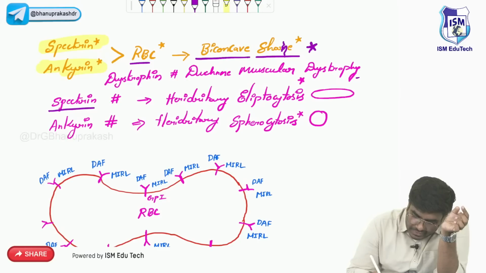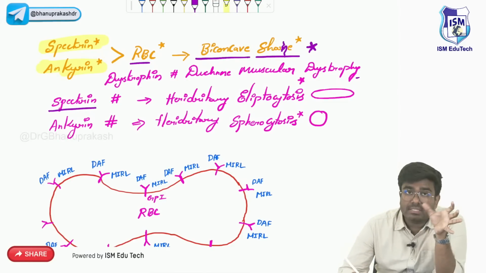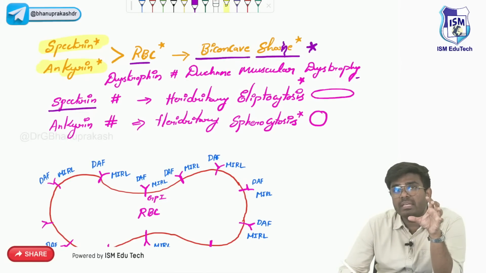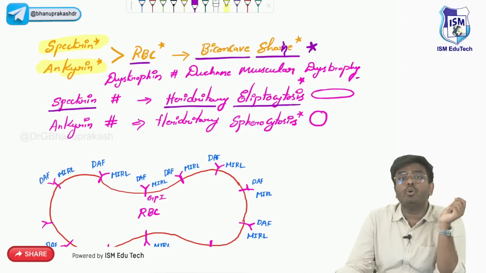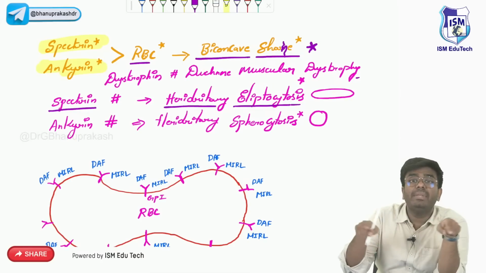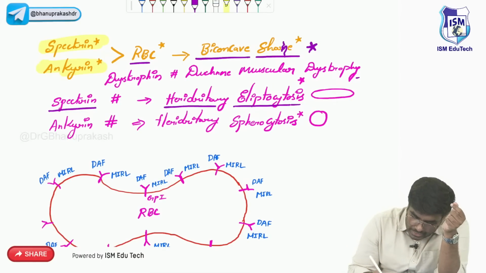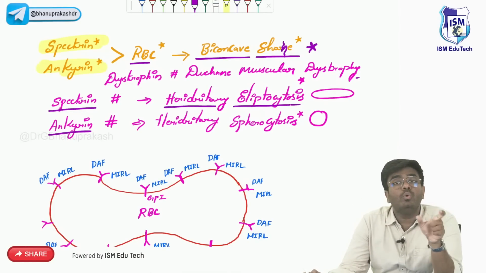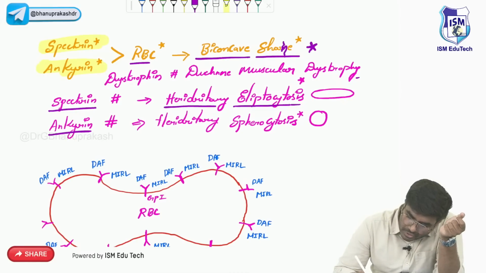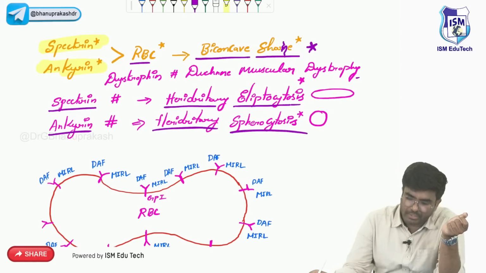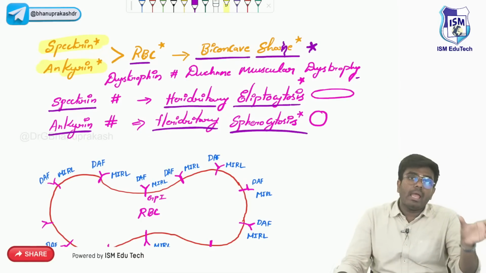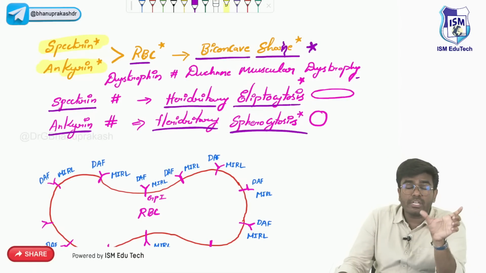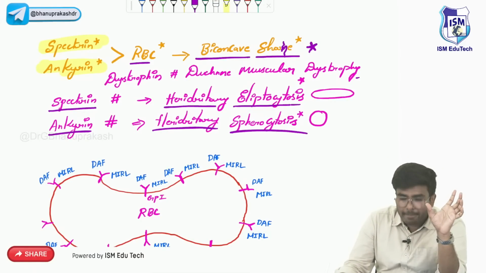Now whenever the spectrin is mutated, what happens? Do you think the RBCs are going to be in biconcave shape? No. That will cause a disease called hereditary elliptocytosis. RBCs will become elliptical in shape, and damage to ankyrin will cause hereditary spherocytosis. So direct questions: hereditary spherocytosis is due to defect in ankyrin. Hereditary elliptocytosis is due to defect in spectrin.